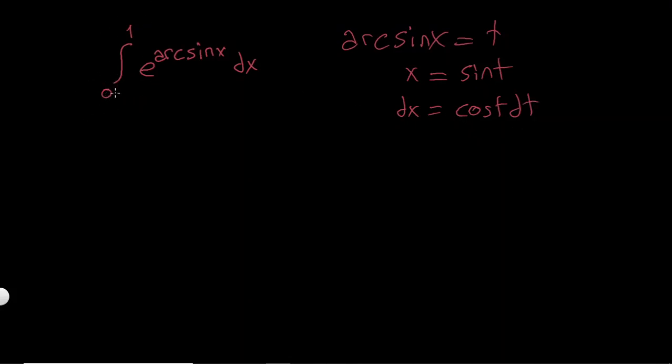So if I put x is equal to 0, arcsine of 0 is equal to 0 because sine of 0 is equal to 0. And if I put x is equal to 1, arcsine of 1 is equal to pi over 2 because sine of pi over 2 is equal to 1. So I have pi over 2, and I'm putting everything in. I have e to the t cosine t dt.